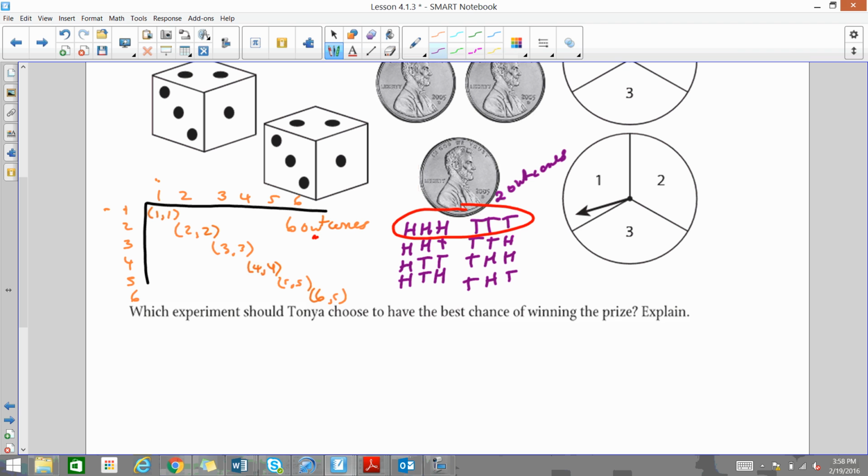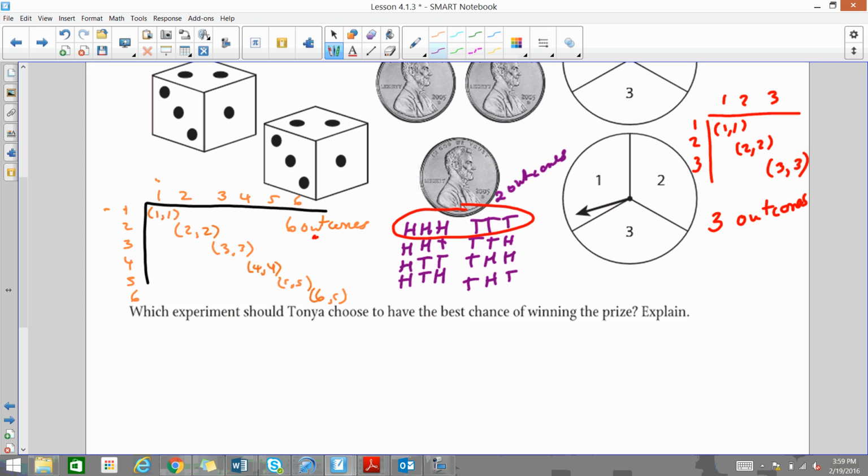Now with the spinners, I'm going to do the same thing I did with the dice, and I'm going to create this. So I've got a spinner with a 1, 2, or 3, and another with a 1, 2, or 3. And just like the dice, 1, 1, 2, 2, and 3, 3 are all I really care about. Yes, are you going to get other numbers, but will those give you identical rolls? No. So here we go. We get 3 good outcomes. All right, that's what we get. So now the question says, which experiment should Tanya choose to have the best chance of winning?